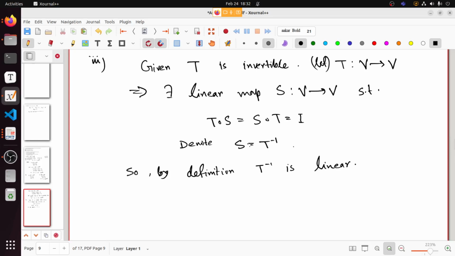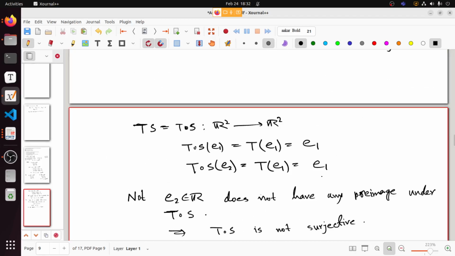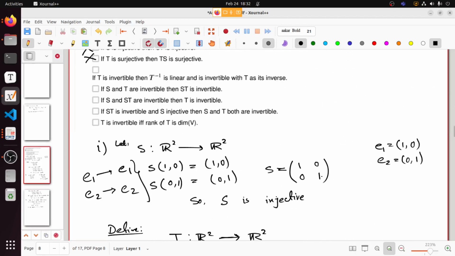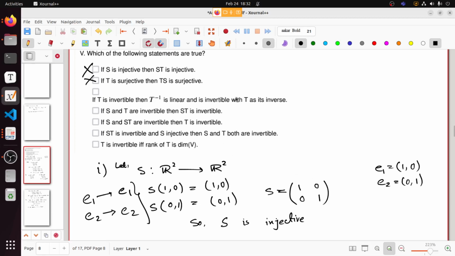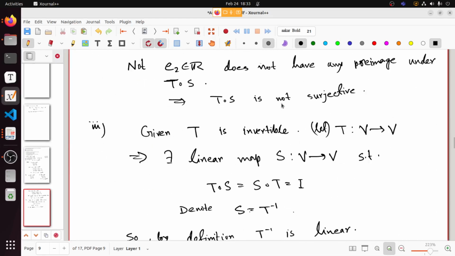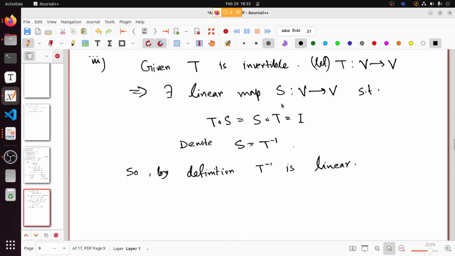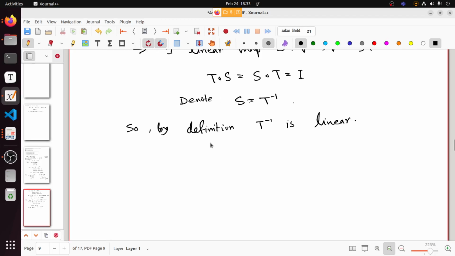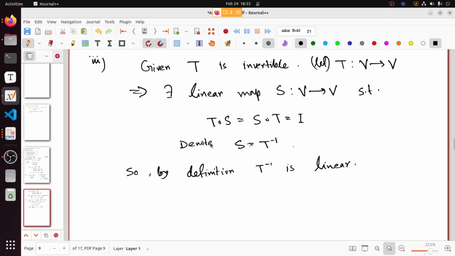Right? Now what we have to check is that T inverse is again invertible, with T as its inverse, right? So T inverse is invertible means we have to check that T inverse is 1-1 and onto, right? Invertibility means 1-1 and onto. So to prove that T inverse is invertible, we have to check that T inverse is 1-1 and onto.